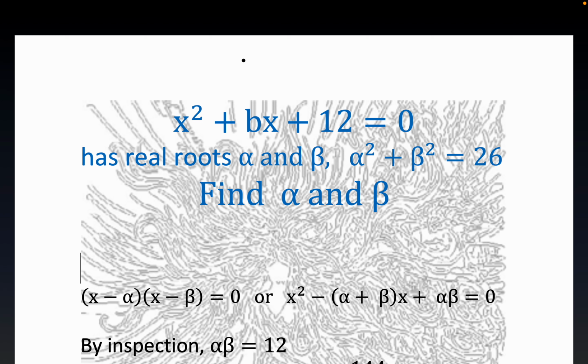We have a quadratic equation with an unspecified linear coefficient, but we know that the linear coefficient is a real number. So we have a b here. Notice how trivial this problem would be if b were known. You would just complete the square or factor the quadratic equation, but here b is unknown.